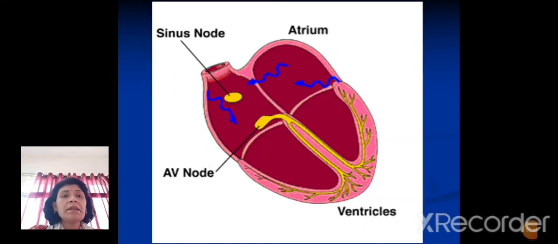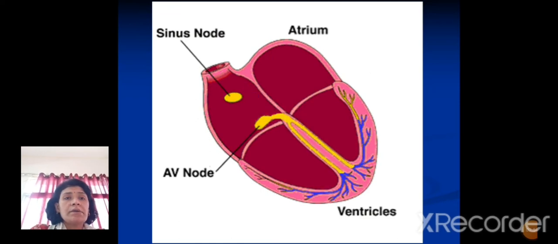Here we can see the normal sinus node, wherein in normal sinus rhythm the sinus node conducts through the AV node and then through the Purkinje system to the ventricles. When there are ectopic foci or re-entrant circuits, it can lead to atrial fibrillation.